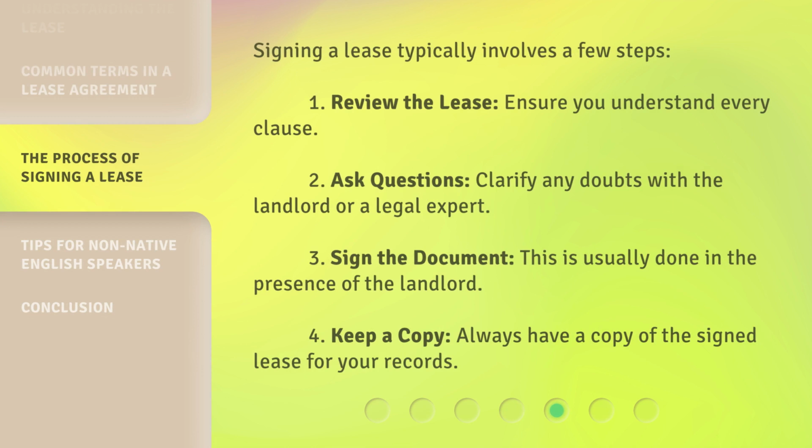Signing a lease typically involves a few steps. 1. Review the lease. Ensure you understand every clause. 2. Ask questions. Clarify any doubts with the landlord or a legal expert. 3. Sign the document. This is usually done in the presence of the landlord. 4. Keep a copy. Always have a copy of the signed lease for your records.